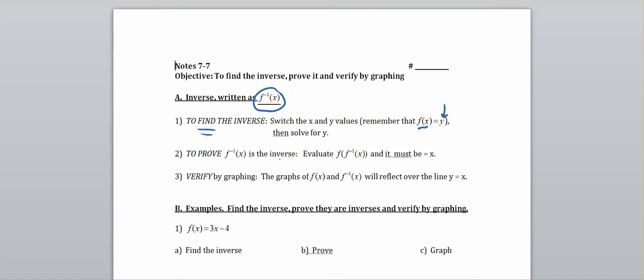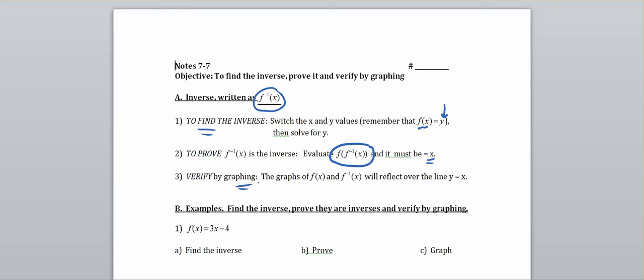Then we're going to prove that they're inverses of one another. And the way we're going to do that is we're going to do f of f inverse of x. We're going to use a composition of functions, what we did in last section's notes. And when we do f of f inverse of x, our answer needs to be x. And if it is, then I have proved that what I found from the original function and the inverse are indeed inverses.